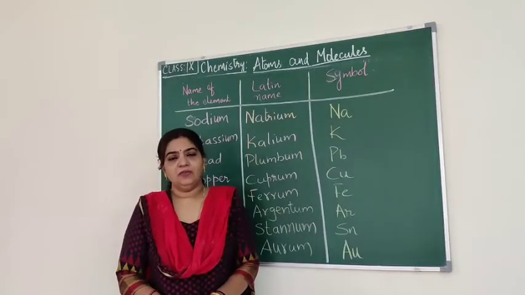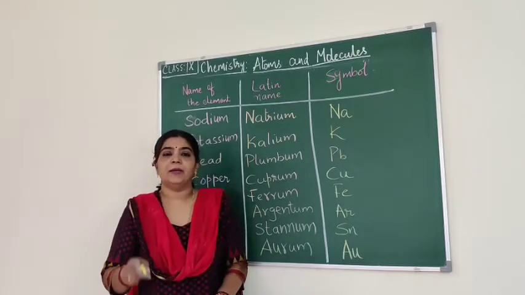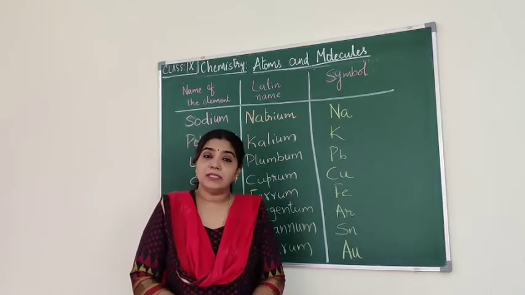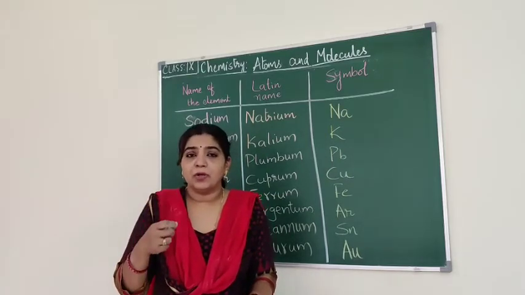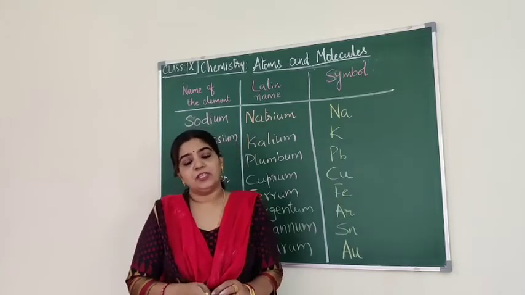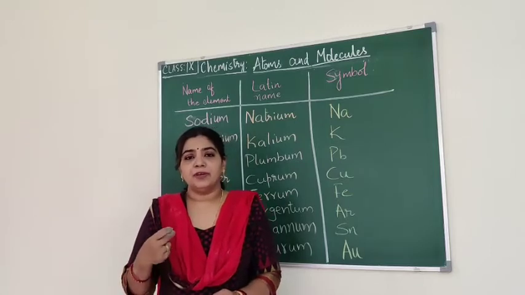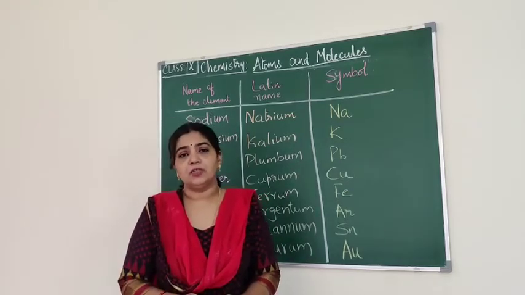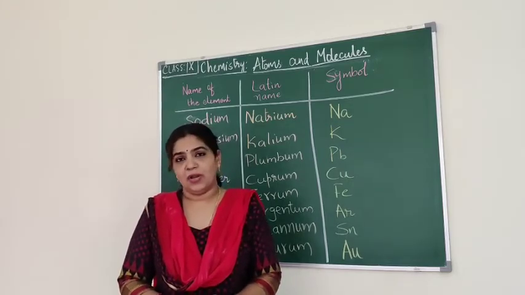So we saw now how symbols are given. Symbols are given either by taking the first letter of the name of the element, or the second letter, or in some cases the letter on which we stress when we pronounce it. Whenever we are writing the symbol, care should be taken that the first letter should always be in capital and the second letter should be in small letter.